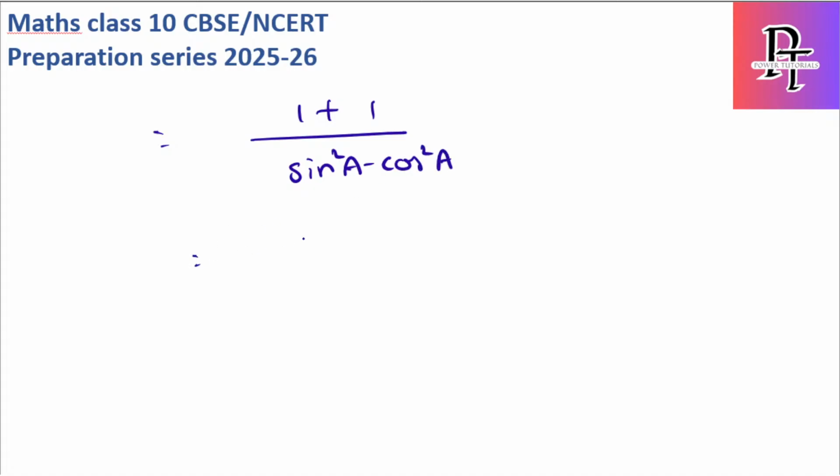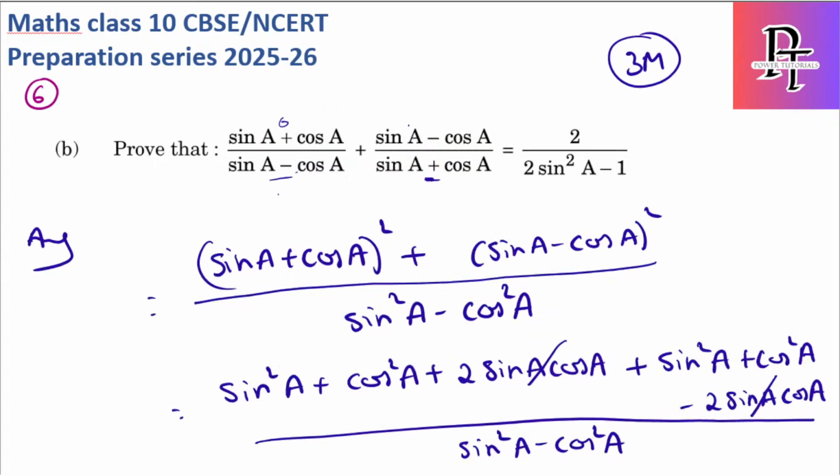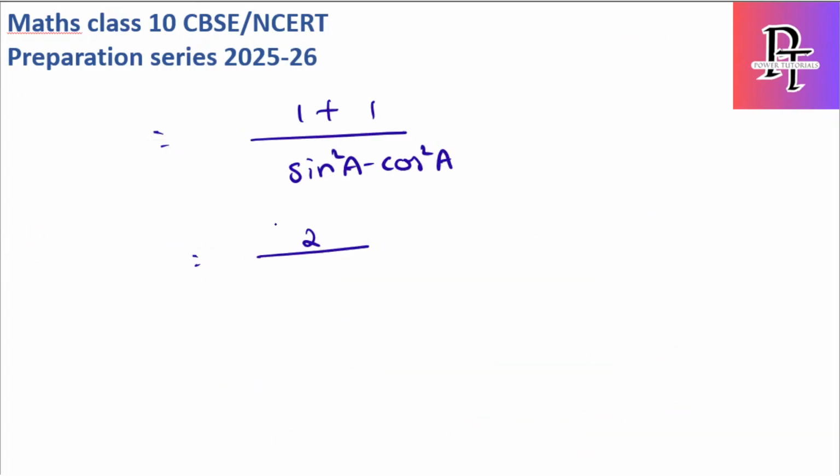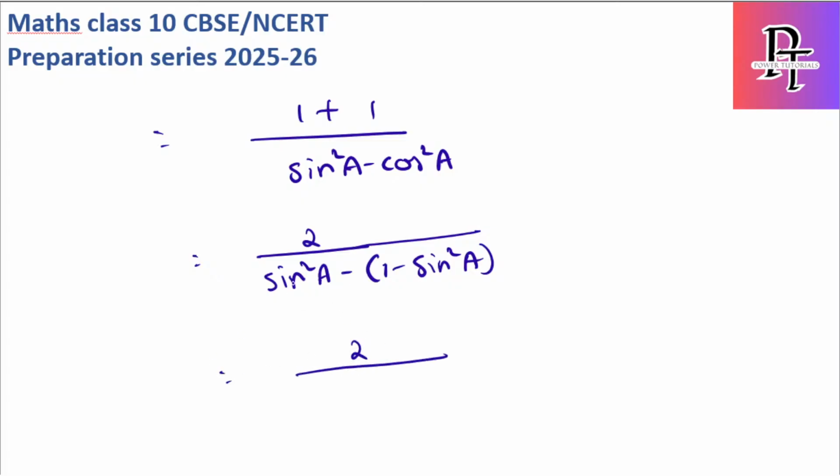So 1 plus 1 is 2. So this becomes 2 by, and what we want on the right side is 2 sin square A, so I will convert cos square A into sin square A. So sin square A minus cos square A, I can write as sin square A minus (1 minus sin square A). In the final statement you will get 2 by sin square A plus sin square A, which is 2 sin square A minus 1.